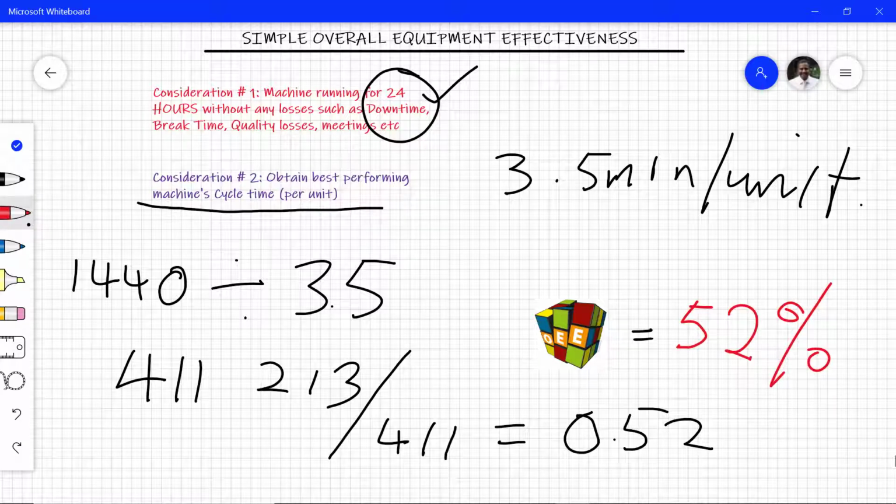Now 52% is way below the world-class 85%. Chances are this machine is costing you a lot and it is bleeding money, and chances are it is also having defects, a non-productive machine.